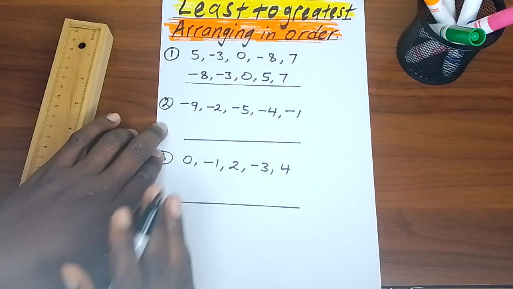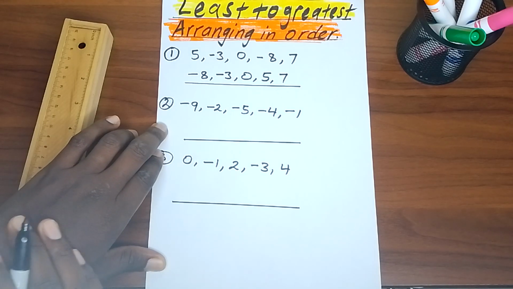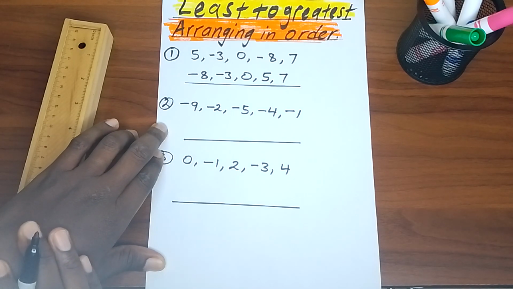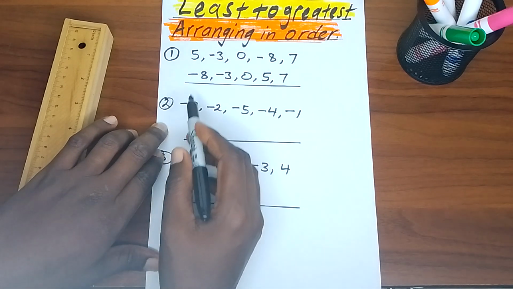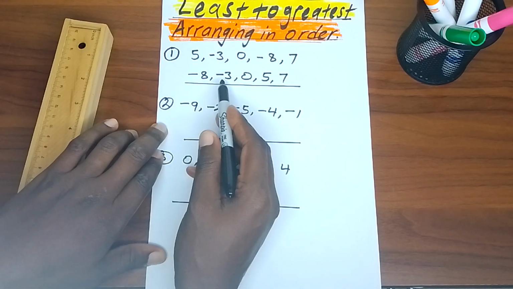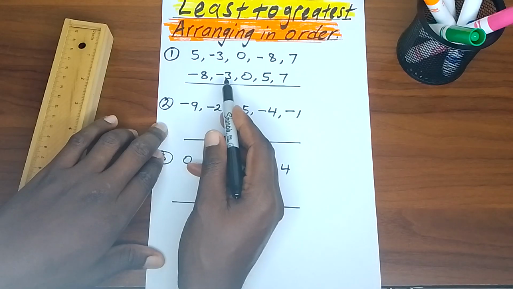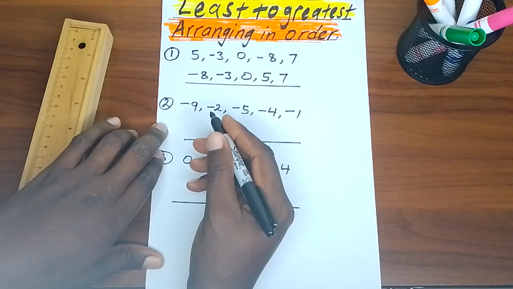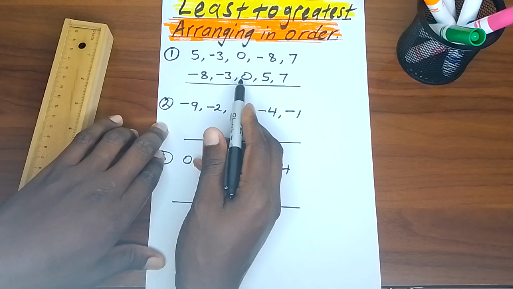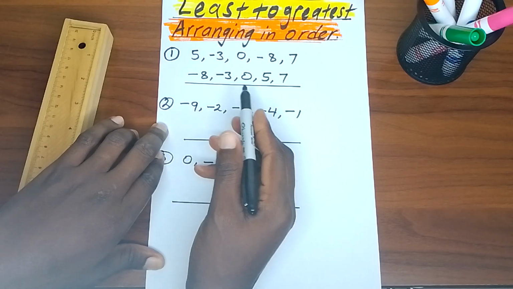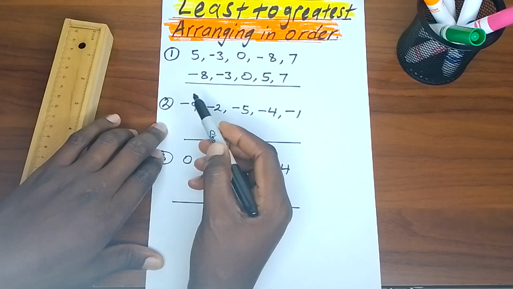We have been given a task of arranging from the smallest to the greatest. Now, why is -8 smaller than -3? Because it is away from the 0. It is too far away from the 0. That's why it is the smallest.